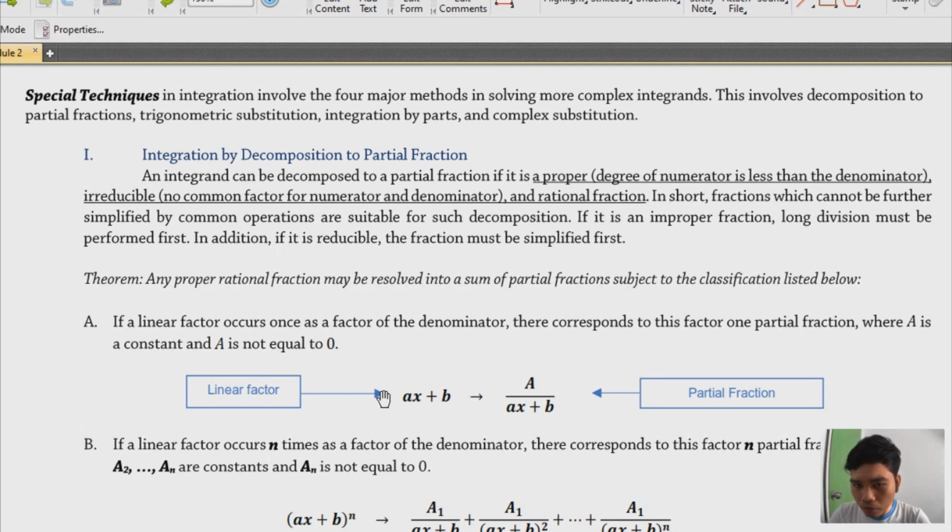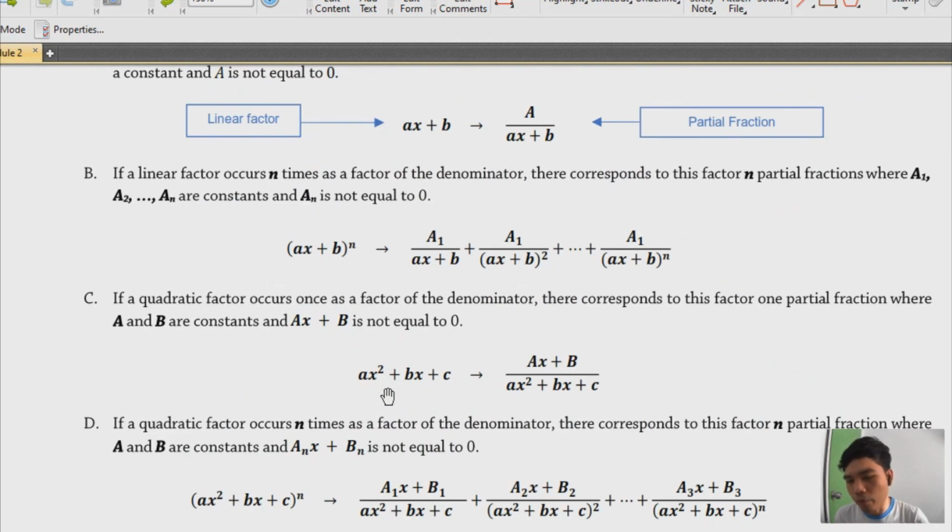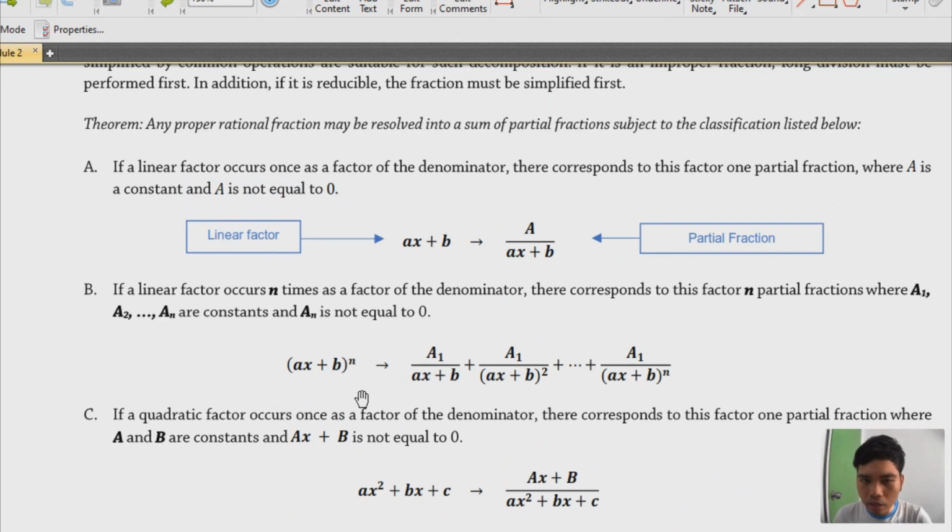Now, sinabi rin dito that if it is an improper fraction, we have to do long division first, and then if it is reducible, then we have to simplify that by factoring out the common term. Now, this theorem, I'll read this. Any proper rational fraction may be resolved into a sum of partial fractions subject to the classification listed below. And what are these classifications? So we have 5 of them, and isa-isahin natin muna i-discuss before we use them sa ating mga problem solving later on.